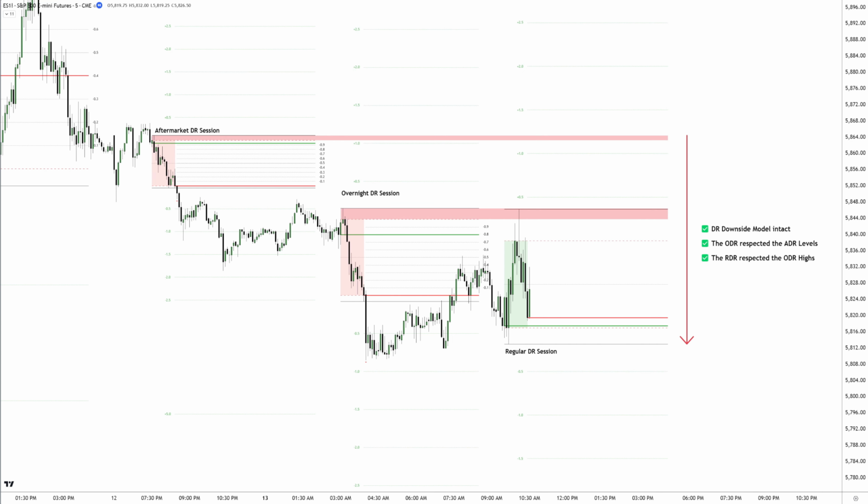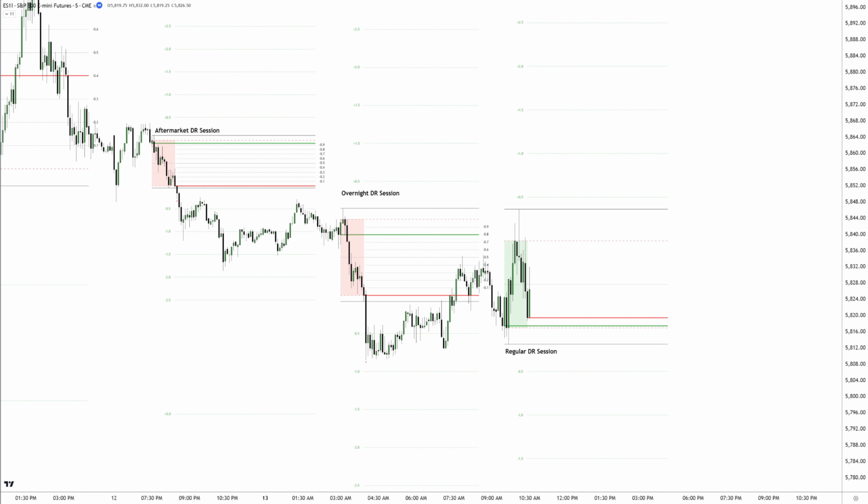A DR downside model is intact, with each DR session respecting the highs of the previous session. In a perfect continuation scenario, we would love to see a short confirmation followed by a retracement into the range and then a push lower to new levels. However, as the regular DR session began, there were already signs suggesting the DR downside model might not hold. The regular DR session box closed green, and the overnight DR session mid-level had been violated, both factors reducing the probability of continued downside. Patience was key here.